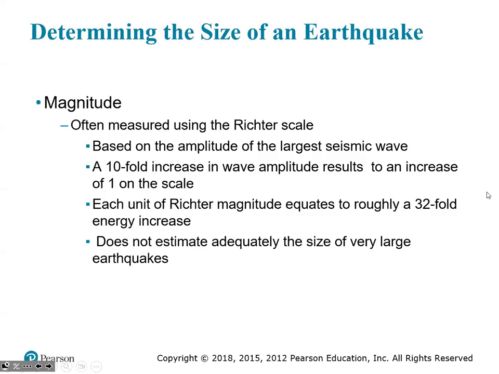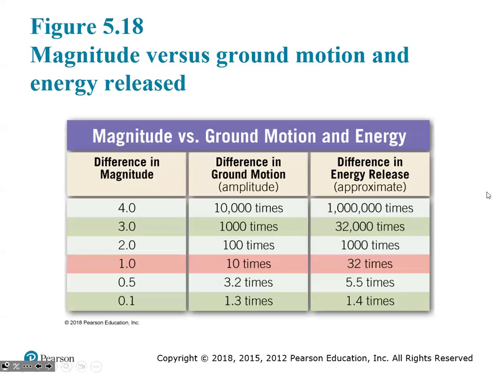And it doesn't work very well for very large earthquakes, because it turns out for very large earthquakes, you kind of start to saturate the size of the movement. Once you get above a certain point, the Earth doesn't actually move that much more. It just does it repeatedly. So there's a modified version of this. So magnitude versus ground motion and energy. If there's a difference in magnitude of 4, the difference in ground motion is 100,000 times. I would say 10,000 times. The difference in energy release is about 1,000,000 times.